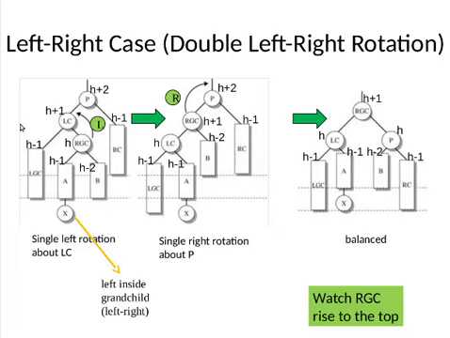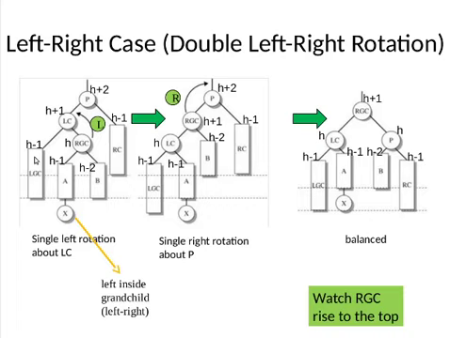We know that the height of P is 1 plus the maximum of the height of LC and the height of RC. That means the height of P is h plus 2 after the left-right insertion of X. What is the height of LGC and RGC? As the height of LC is h plus 1, one of its children must have the height h. That is, the height of either LGC or RGC must be h.